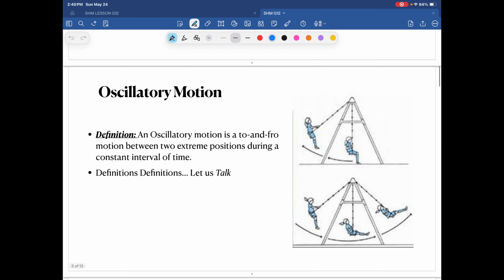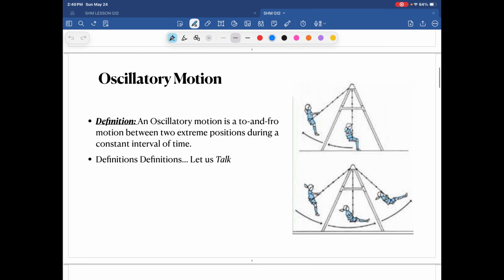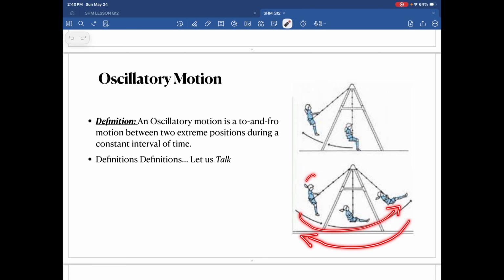First of all, of course, we have to understand what oscillatory motion is. An oscillatory motion is a to and fro motion between two extreme positions during a constant interval of time. I know this might sound overwhelming, but listen to me. Is the girl in this picture oscillating? Is she going in a to and fro motion between two extreme positions, the highest position from the back and the highest position from the front? Yes, she is. Then the girl is oscillating.